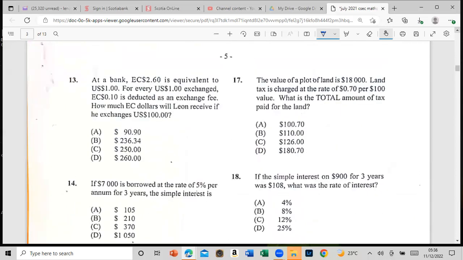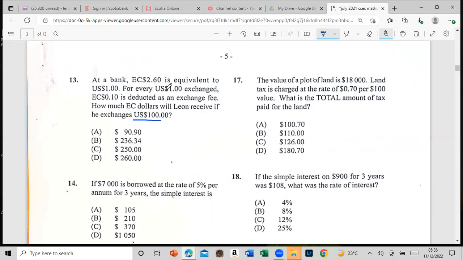Let's move on to 13. It says a bank in EC, Eastern Caribbean, $2.60 is equivalent to US $1. For every US $1 exchanged, EC 10 cents is deducted as an exchange fee. How many EC dollars will Leon receive if he exchanges US $100? It's very straightforward, but it can be a little bit tricky.